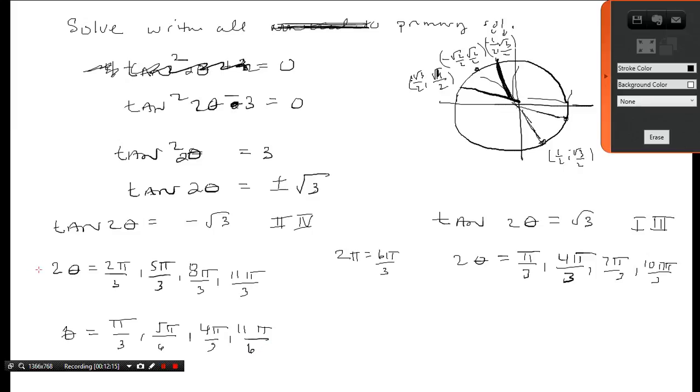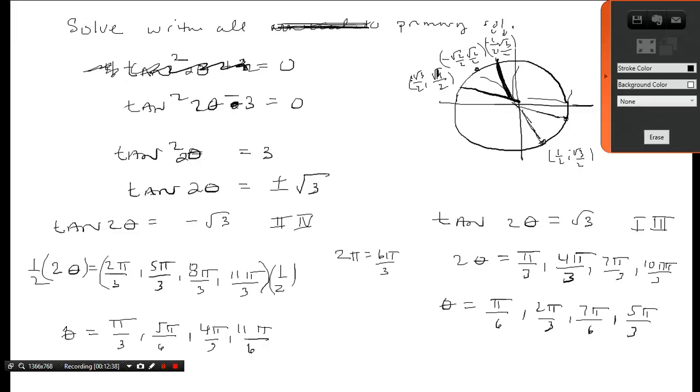How do I do that? Multiply both sides by a half, distribute, and simplify. All right, let's do the same thing here. Theta is going to be pi over 6, 2 pi over 3, 7 pi over 6, and last but not least, 5 pi over 3. So we got 8 answers for how this can possibly be correct.